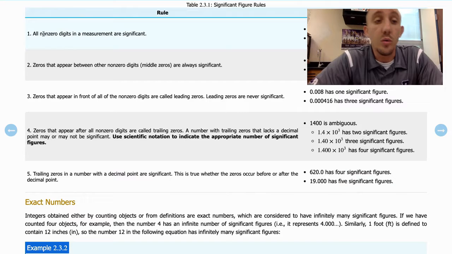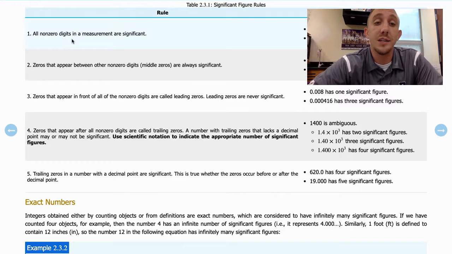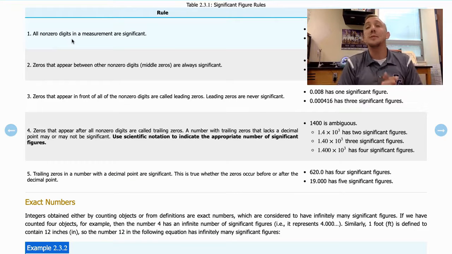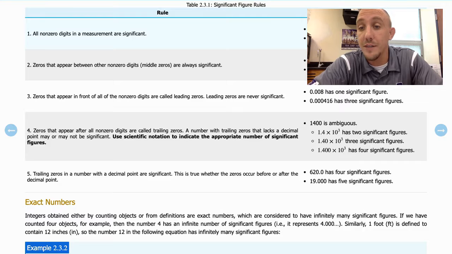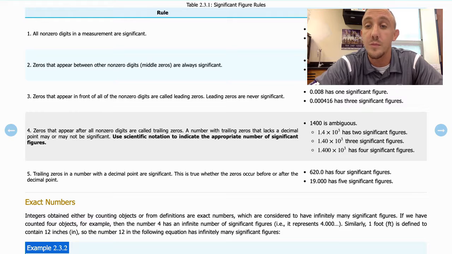All right. So number 1 is all non-zero digits in a measurement are significant. Anytime you have any non-zero number, so a number that's not 0, it's always going to be significant. So if we look at 270 or 237, they're all non-zero numbers. Therefore, I have 1, 2, 3 significant figures.